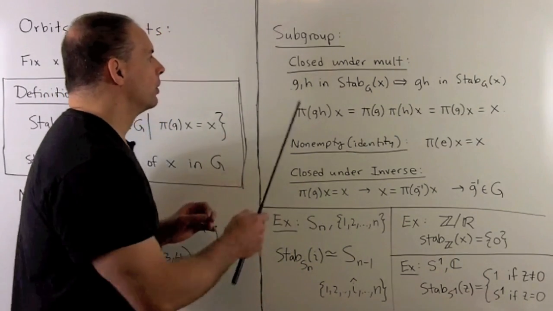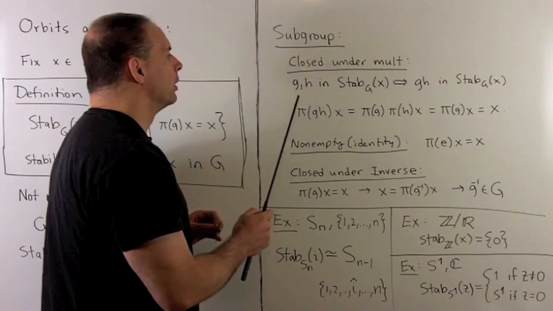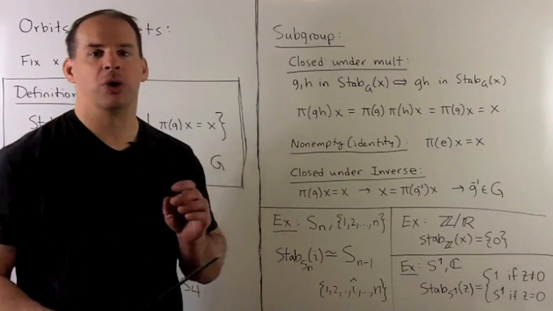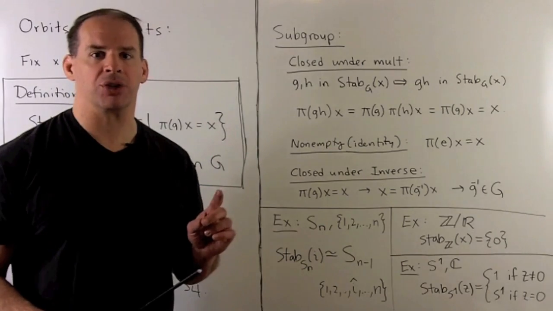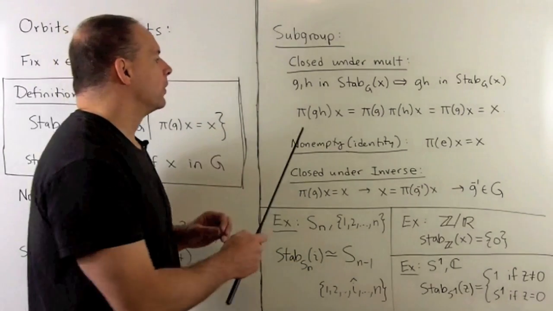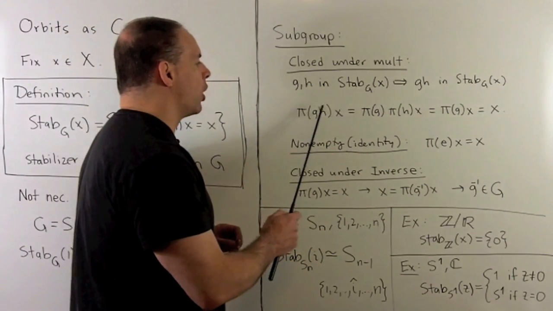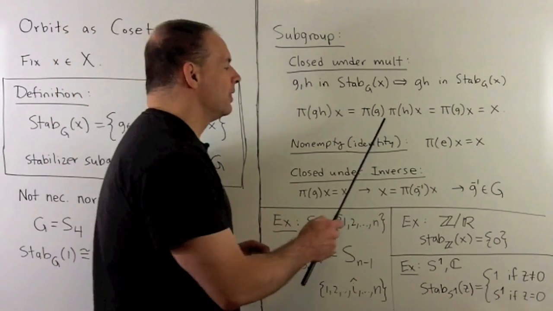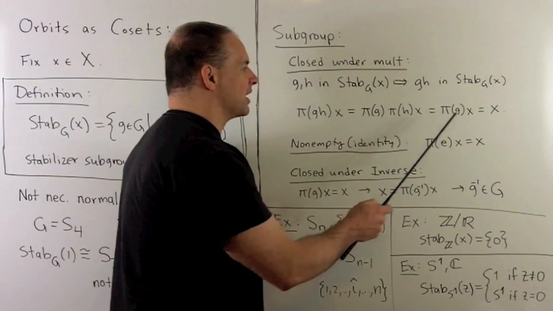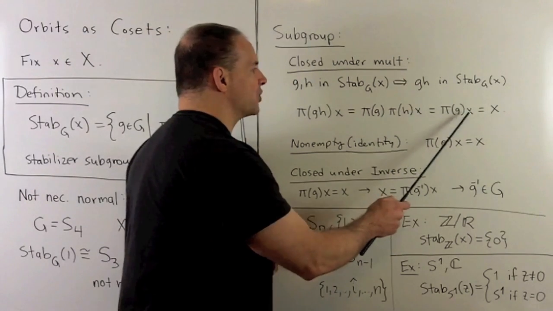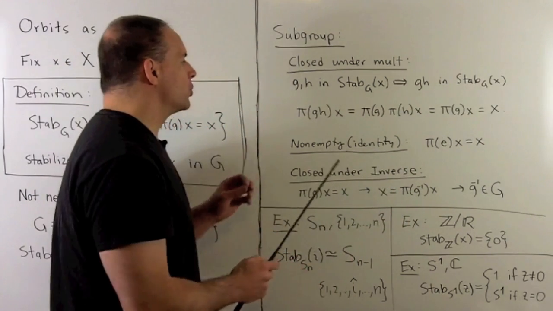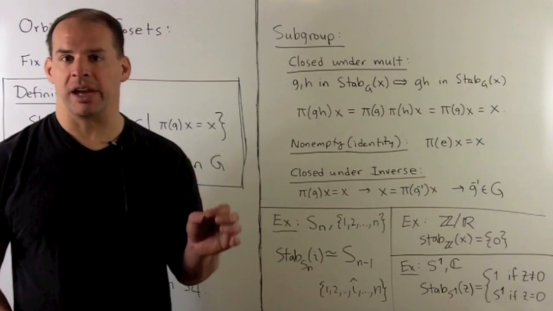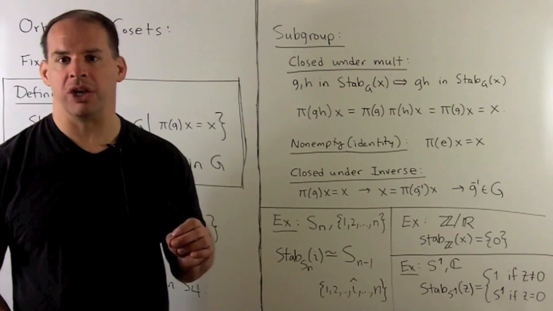So let's suppose closed under multiplication, we have g and h in the stabilizer of x. I want to show that g times h is also in the stabilizer. So we'll take pi of gh on x. I use property 2 to split it up. Then by assumption, pi of h on x is x, and we have pi of g on x is also x. So that shows that pi of gh on x is x, and gh is in the stabilizer. So, closed under multiplication.